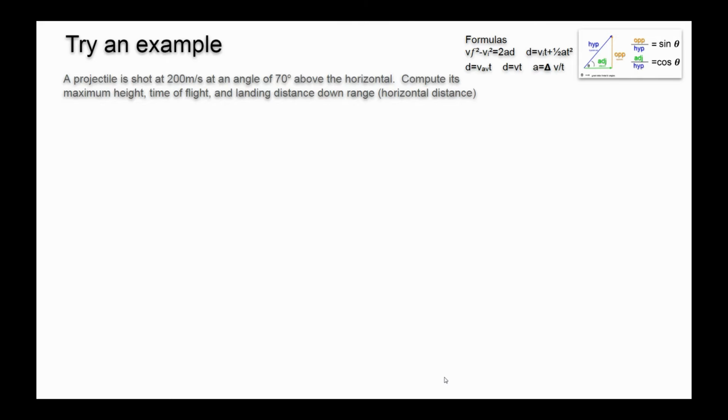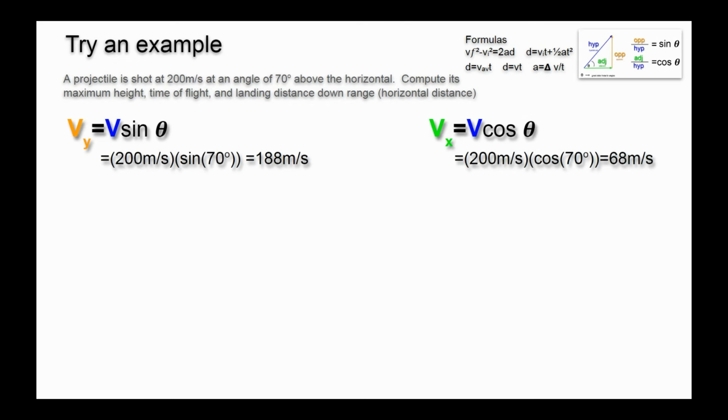We set up our formulas and our trig, and we can start the computations. The horizontal and the vertical have nothing to do with each other. We run the trig calculation, we get 188 meters per second in the vertical, 68 meters per second in the horizontal. This makes logical sense because a 70-degree launch angle would indicate we're shooting up more than sideways.